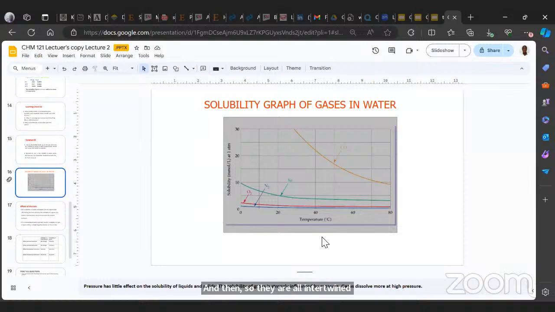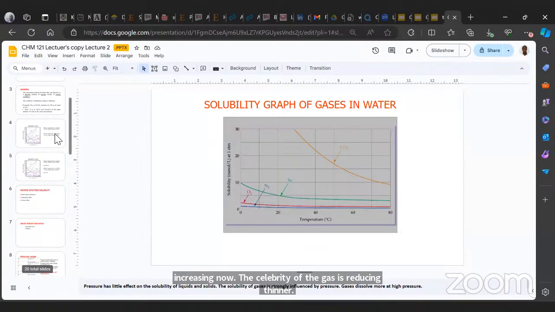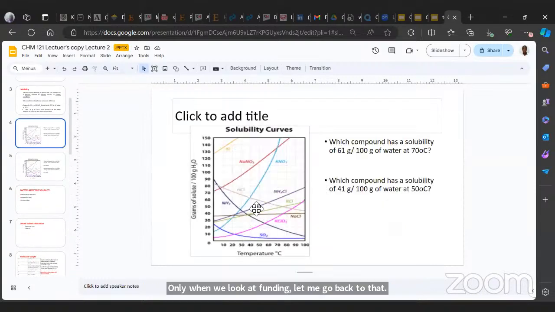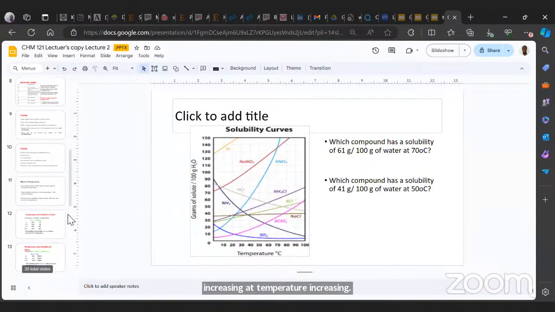So this is what we're looking at now. I told you, solubility graphs are plots that show you the solubility in relationship with temperature. You see, as the temperature is increasing now, the solubility of the gas is reducing. Unlike when we looked at solids, let me go back to that. When we look at the solubility curve for a solid, you see it was increasing as temperature increased. Did you see that? But for gases, you see that the shape is different.